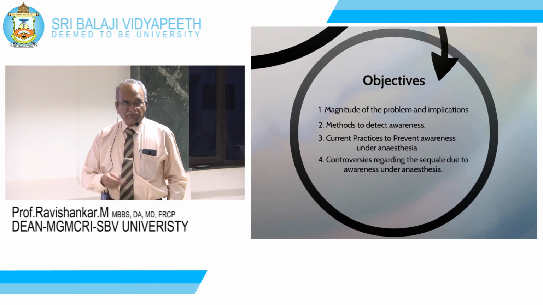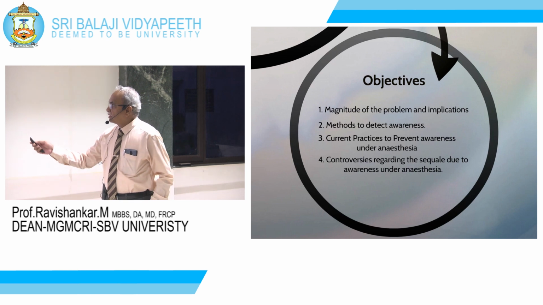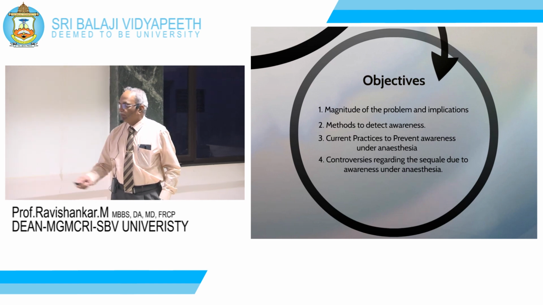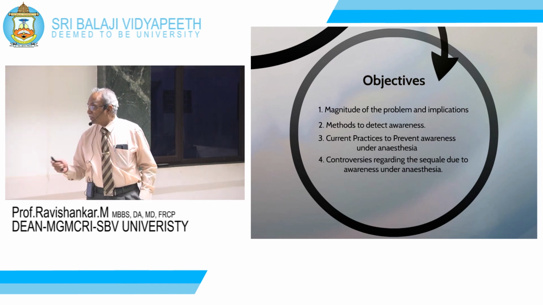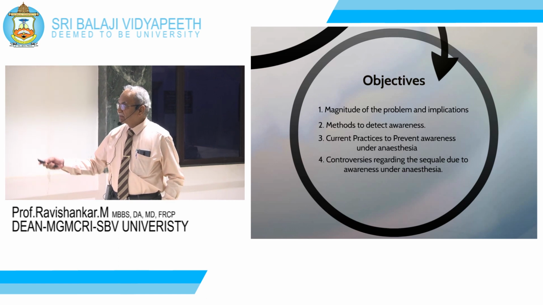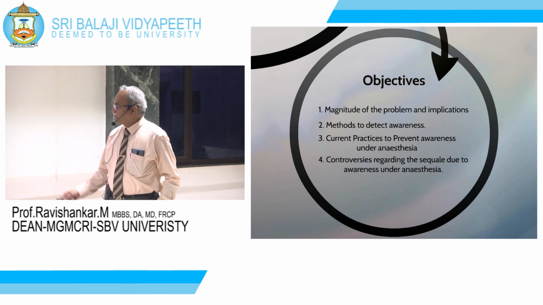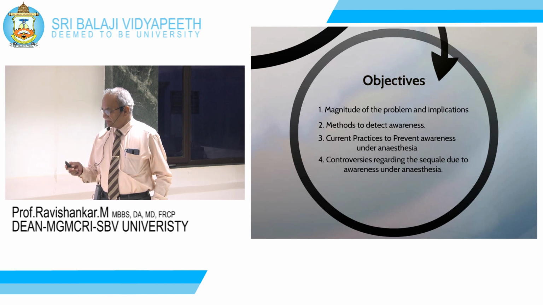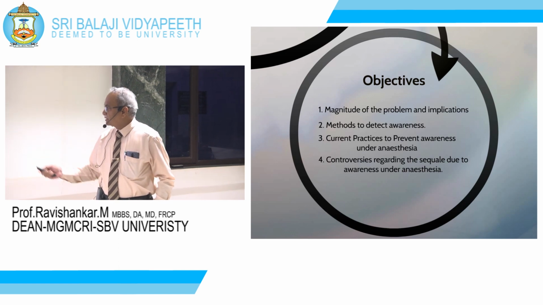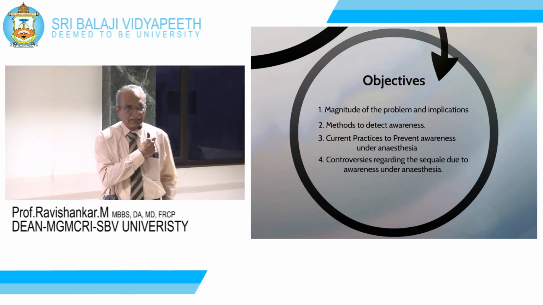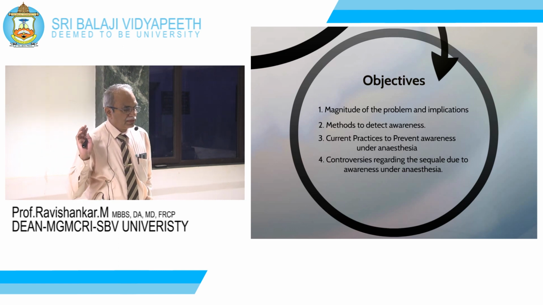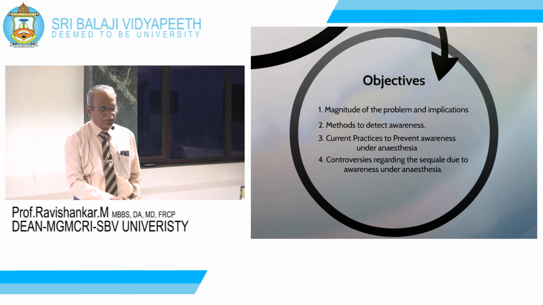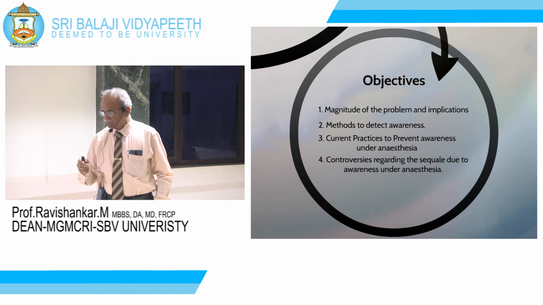Now, the objective for this is to define the magnitude of the problem and its implications, methods to detect awareness, current practices to prevent awareness under anesthesia, and controversies regarding sequelae due to awareness under anesthesia. Okay, these are the four things that we are going to cover in this particular class.